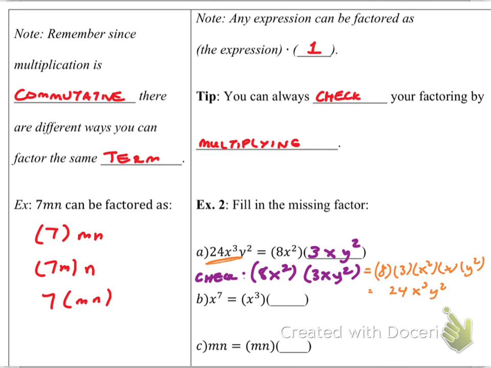Let's look at B: x to the 7th, and we have x to the 3rd. Well, again, remembering that exponents mean repeated multiplication, that's just going to be x to the 4th. And for C, if you're given m times n, then remember, you can always make a factor by adding a 1. So that's just going to be mn times 1.